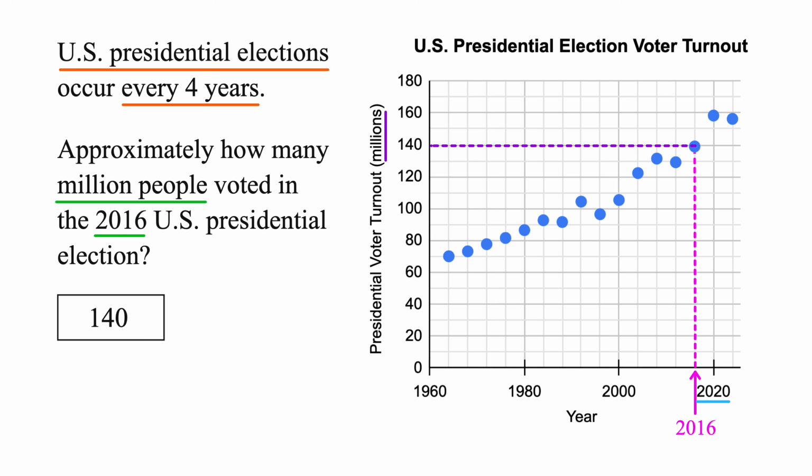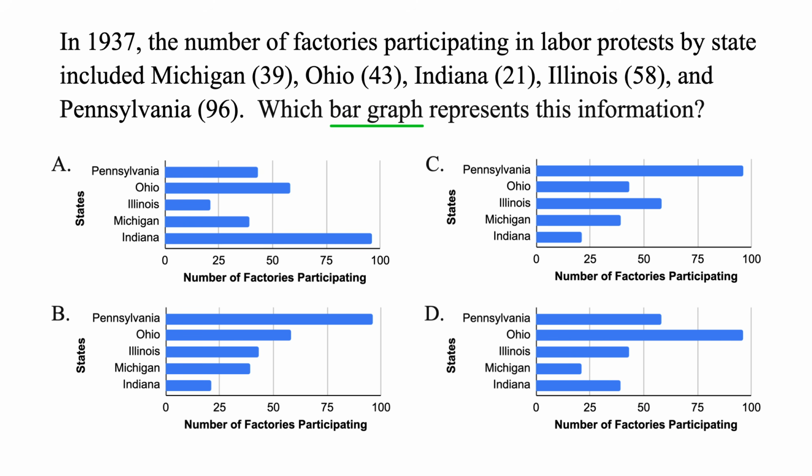Alrighty, let's just do one last one. This time, which bar graph represents the information given? You can see the pattern here. They're often just giving you the information in the paragraph, so we'll go ahead and just read that there. In 1937, the number of factories participating in labor protests by state included Michigan with 39 factories, Ohio 43, and so on all the way down to Pennsylvania. Again, which bar graph represents this information?